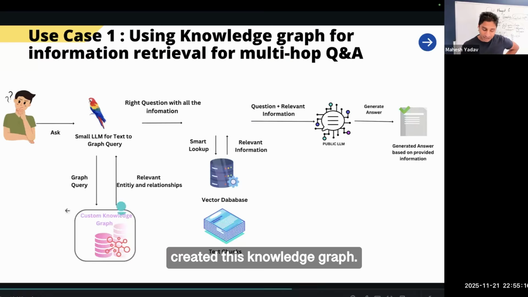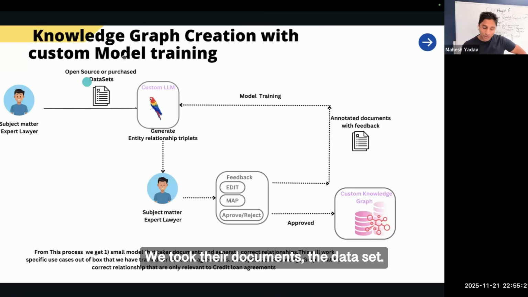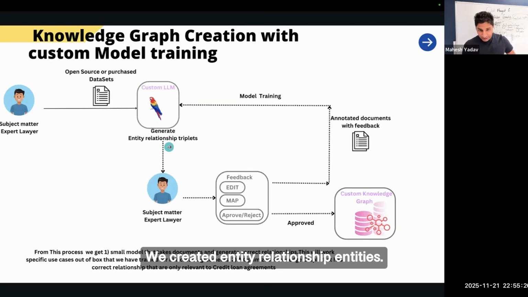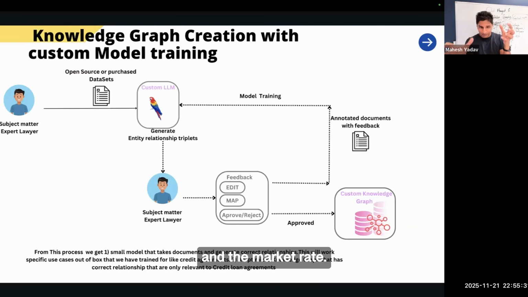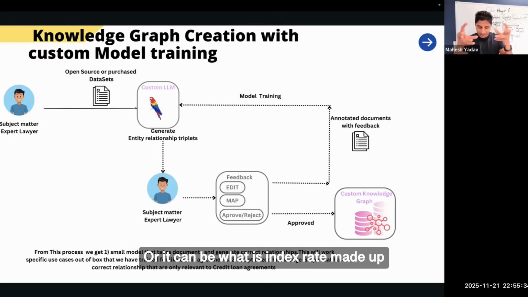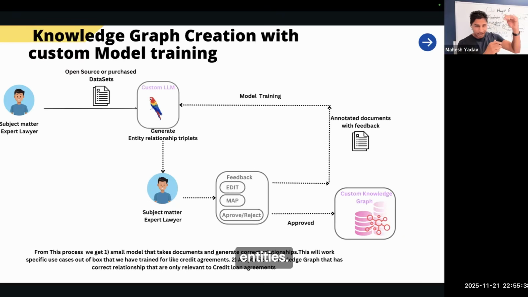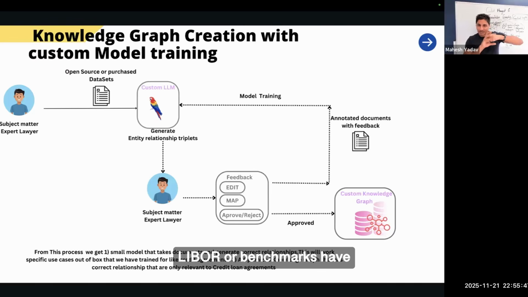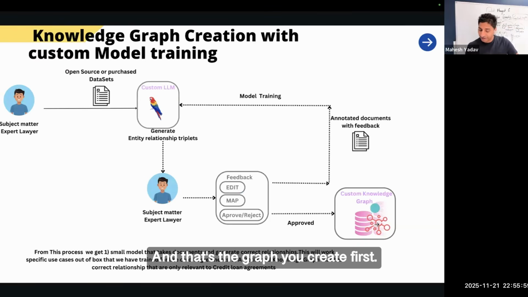So we created this knowledge graph. How we created it: we took their documents, the data set, and we created entity, relationship, entity, such as how interest rate is connected to index and the market rate, or what the index rate is made up of. The interest rate is the sum of spread and benchmark. The benchmark can be LIBOR or SOFR. LIBOR or benchmarks have index floors or base rates. So now I can see a graph, and that's the graph you create first. And you require a subject matter expert to edit.